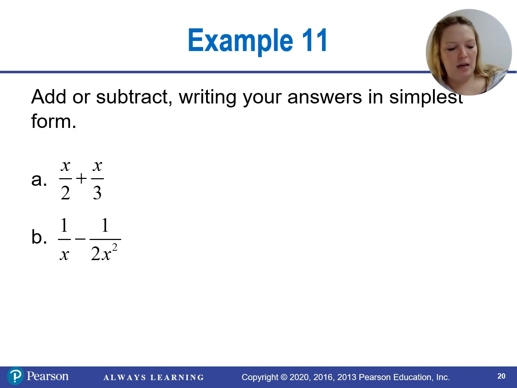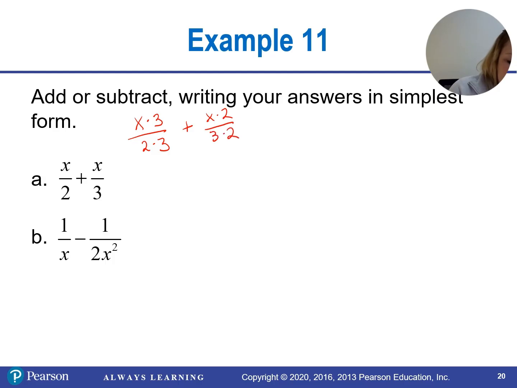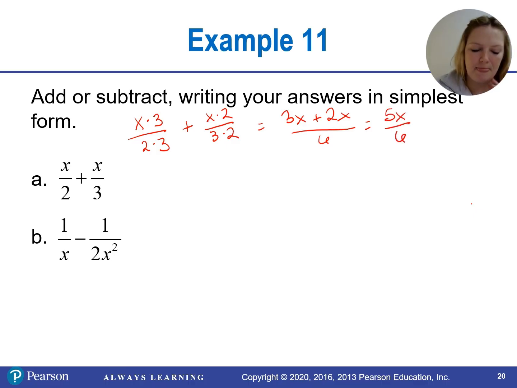So we can also add and subtract if we don't have real numbers, if we have variables. So if I have x over 2 plus x over 3, I would need to get a common denominator of 6. So I could say x times 3 over 2 times 3 plus x times 2 over 3 times 2. That would give me 3x plus 2x over 6, and then I can combine my x's to get 5x over 6.